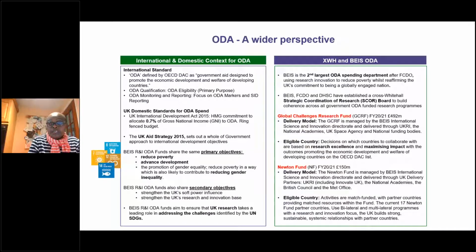In terms of the UK context, BEIS is one of at least half a dozen cross-Whitehall departments that are allocated Treasury money to spend on ODA programmes. BEIS is the second largest spending department alongside FCDO, the Foreign, Commonwealth and Development Office. That's important because it means that across the UK, when we report our ODA spend, we only report programmes that comply with the OECD DAC definition.